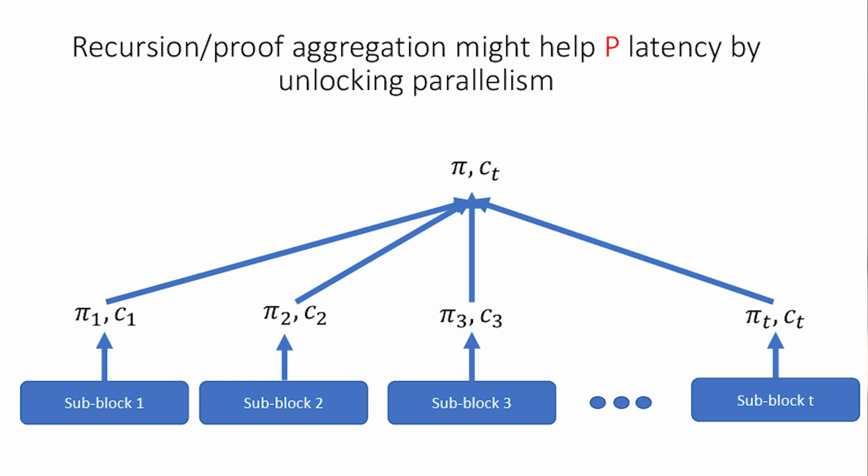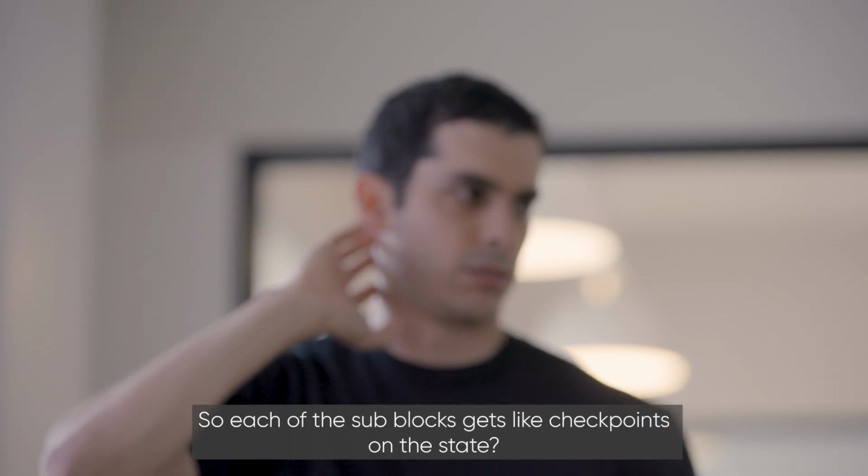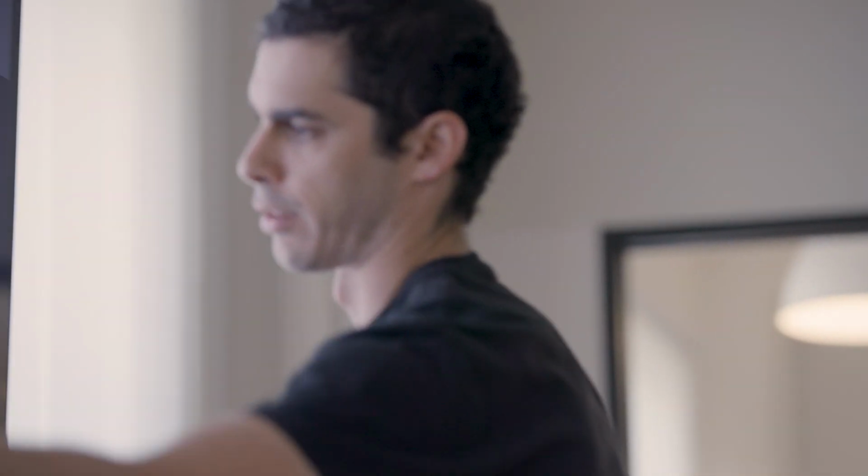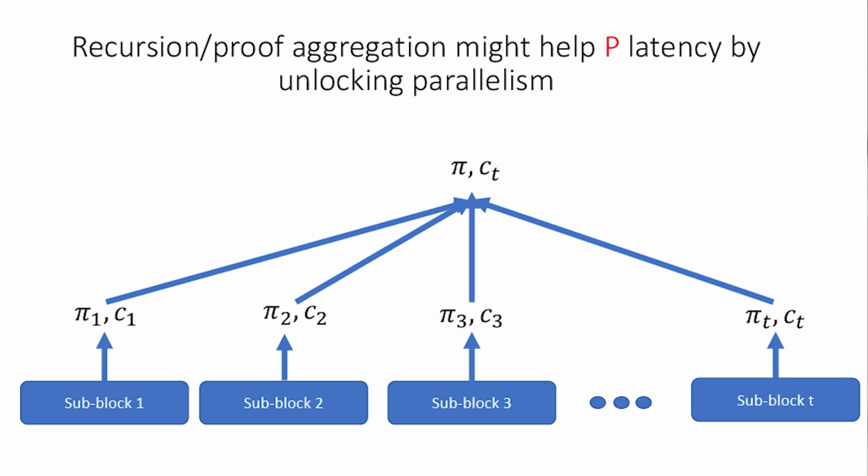And it'll know C1 quickly because that's just like Merkle hashing. But pi1 is what takes a long time to figure out. So each of the sub-blocks gets checkpoints on the state. And that lets you, rather than waiting for the whole giant thing to fill up and then having a super linear time prover chew on a giant batch, so that's kind of bad for two reasons.